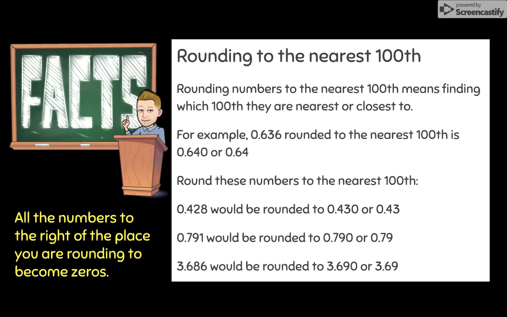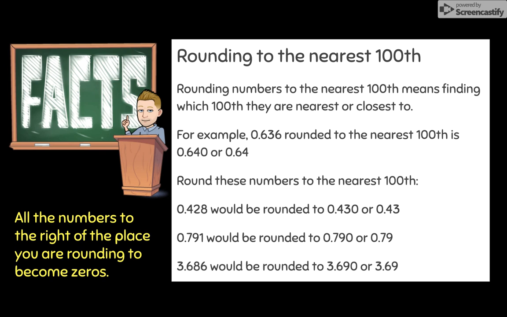Rounding to the nearest hundredth. Rounding numbers to the nearest hundredth means finding which hundredth they are closest to. For example, 0.636 rounded to the nearest hundredth is 0.640 or 0.64. So in this example, because we're rounding to the nearest hundredth, we're looking at the column before that. So we're looking at our thousandth column and then applying those rules.